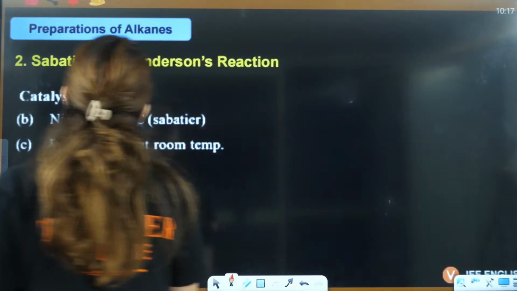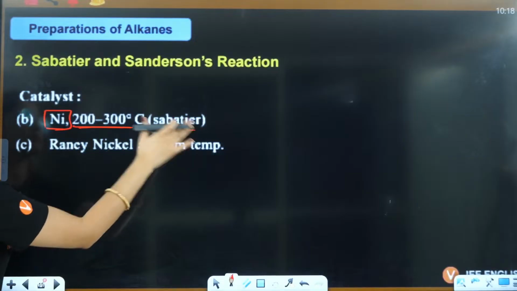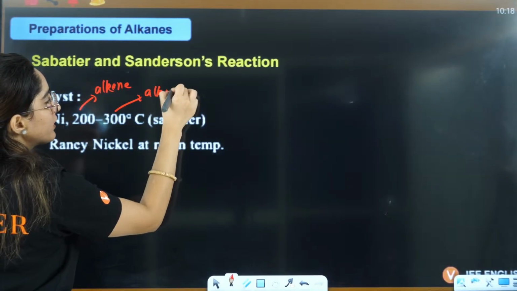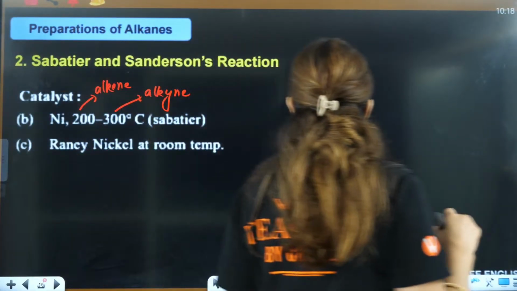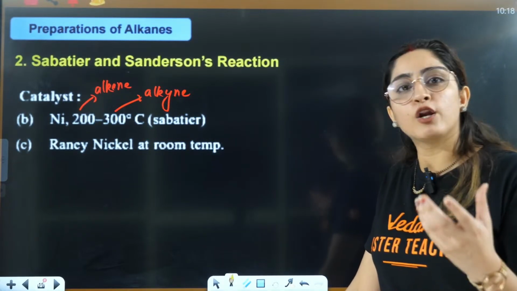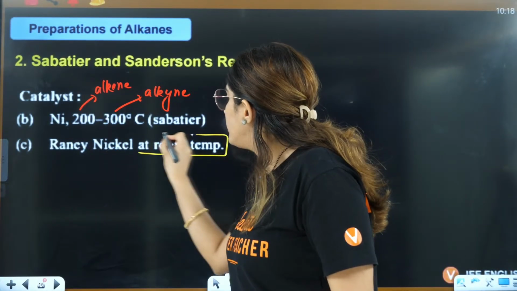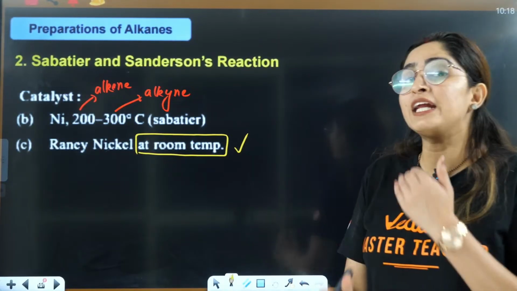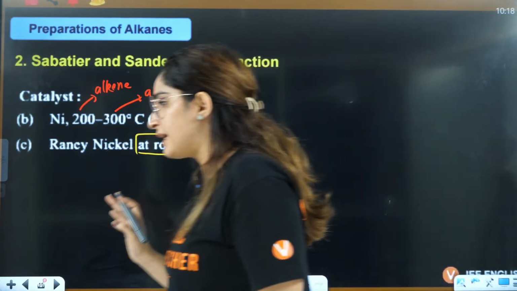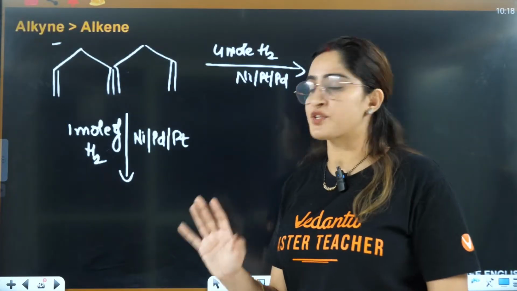Okay, the catalyst, if I say nickel is the catalyst here, right? 200 to 300 degrees Celsius we have. At 200 alkene will be converted, at 300 alkyne will be converted to alkane. And guys, if instead of nickel you use Raney nickel, which is a kind of alloy, then at room temperature only this reaction will take place. You don't need to give it so much temperature if you use Raney nickel here. Okay everybody, that is clear, students? With Raney nickel, nothing is required.